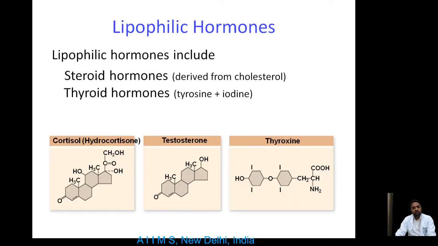Okay, so let's look at the thyroid hormones. These are lipophilic hormones, like the steroid hormones. These are the structures of cortisol, testosterone, and thyroxine. Thyroxine is the T4 structure because four iodines are attached to it.